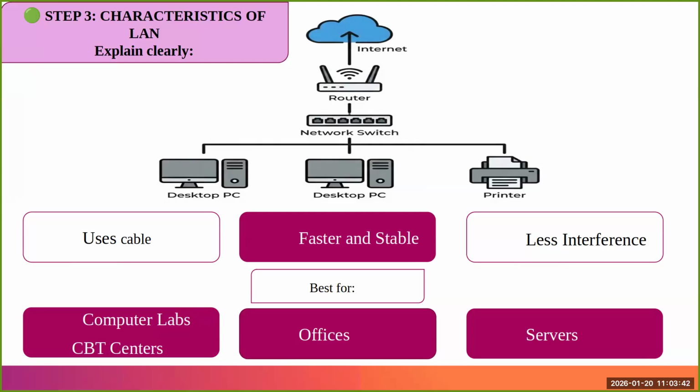The interference in the cable has been taken care of. That is why the cable is called twisted pair, because the wires are twisted so as to avoid the interference that happens in cable that is called crosstalk. Crosstalk takes place in cable, but the twisting makes that crosstalk to be avoided. So this arrangement is best for computer labs or CBT centers, offices, and what? Servers. So let's take note of that.